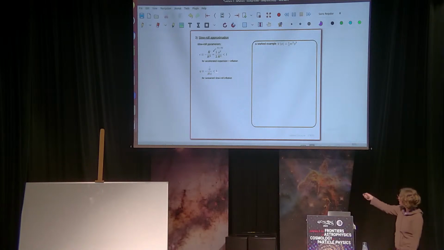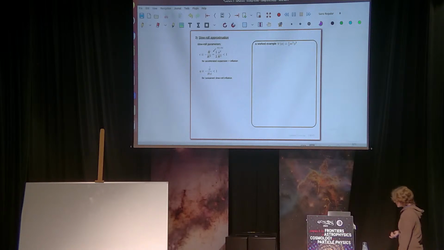So eta contains the second derivative of phi, whereas here we have the first derivative of phi. Eta tells us that epsilon should not be changing too rapidly because we need a prolonged phase of inflation. It's not enough to rapidly move through the scalar potential and at one point fulfill this condition. I need this for a sustained amount of time. And this is what the second slow roll parameter tells us.